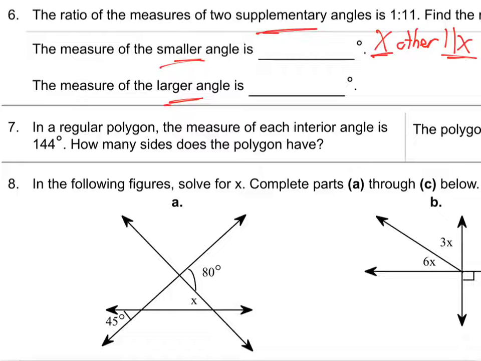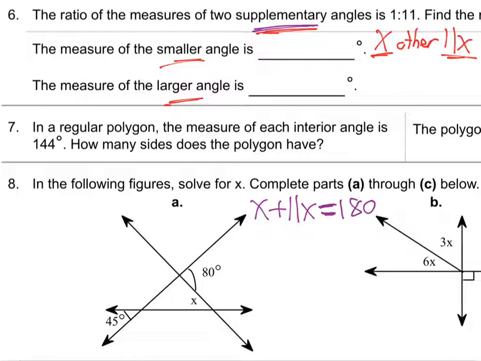That way one of them is 11 times bigger. That's what it means to say they're in that ratio of 1 to 11. And they're supplementary. What does it mean that they're supplementary? They add to 180. So the x, if I have some room, I'll come down here, the x plus the 11x must total 180 degrees.